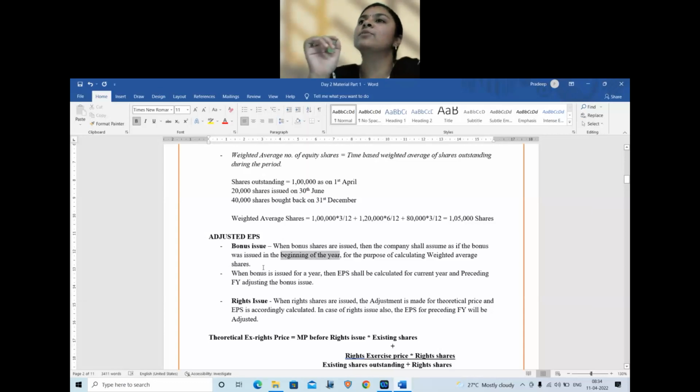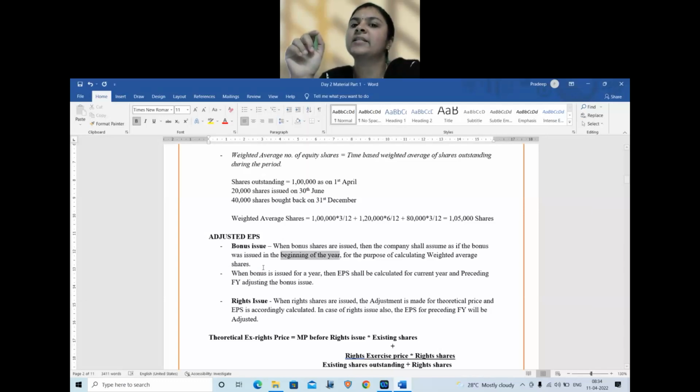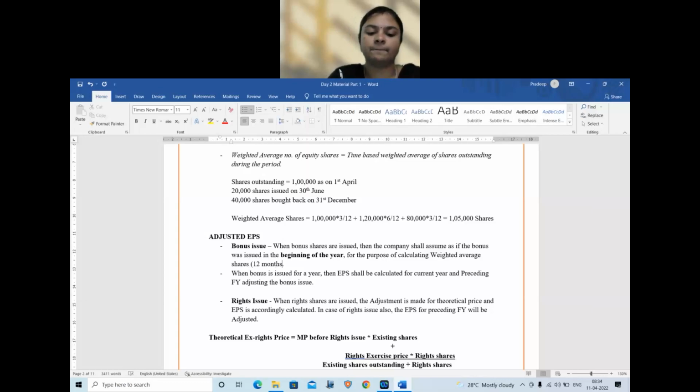So why is this assumption made? Because there is no consideration that is received. Now when you assume the beginning of the year, what will be the weight given for the shares? Entire 12 months weight will be given for that bonus shares. So for the purpose of calculating weighted average, 12 months weightage will be fully given.